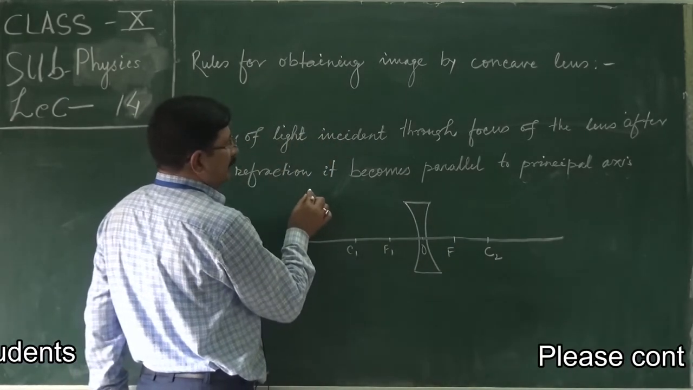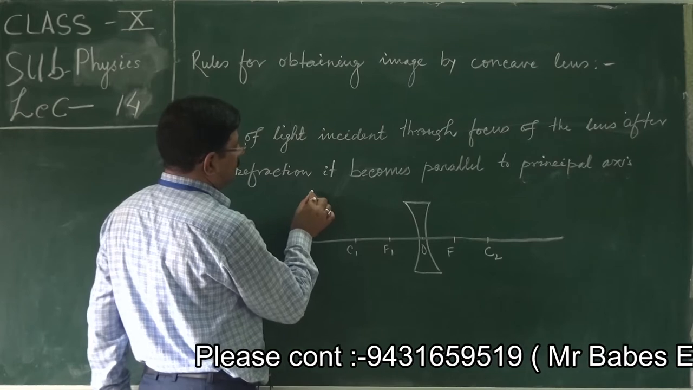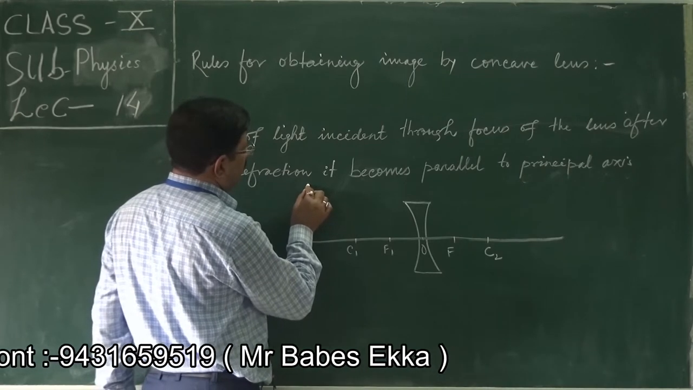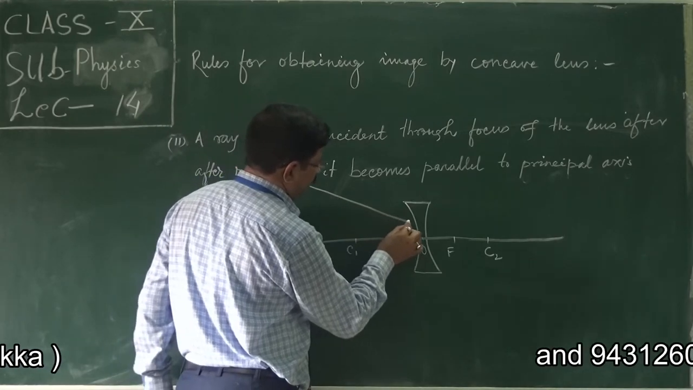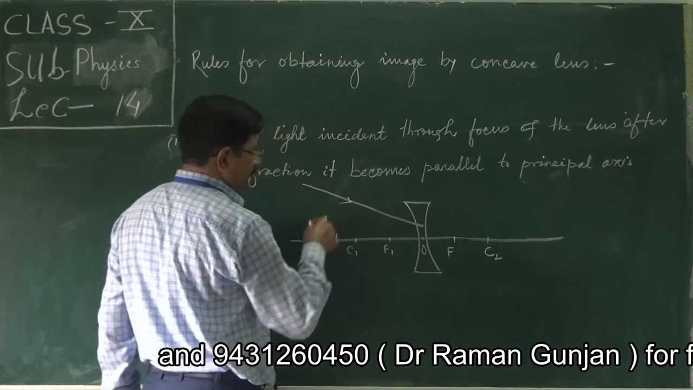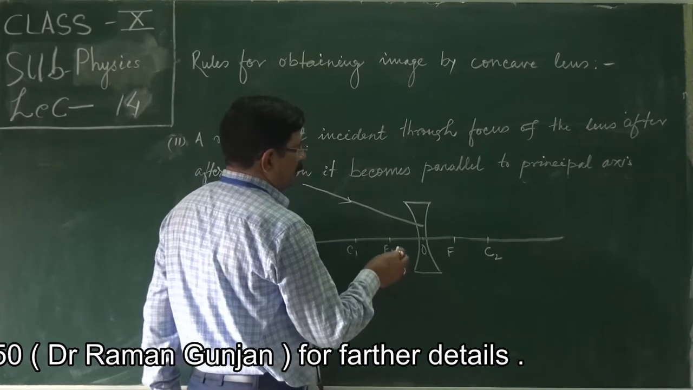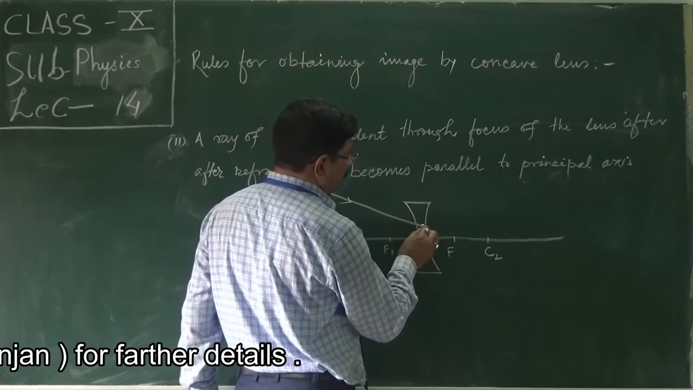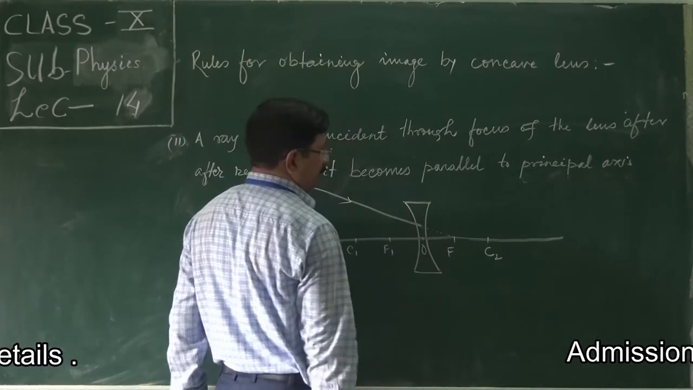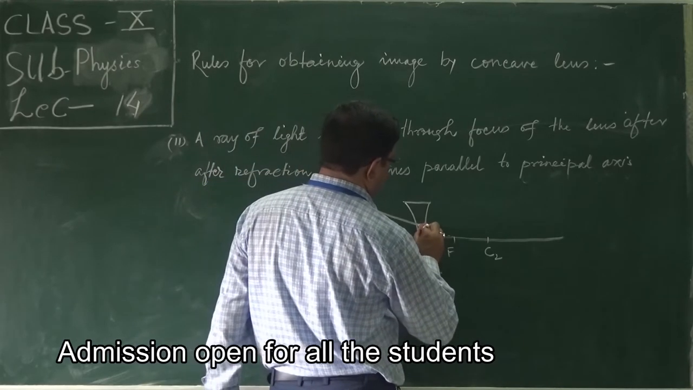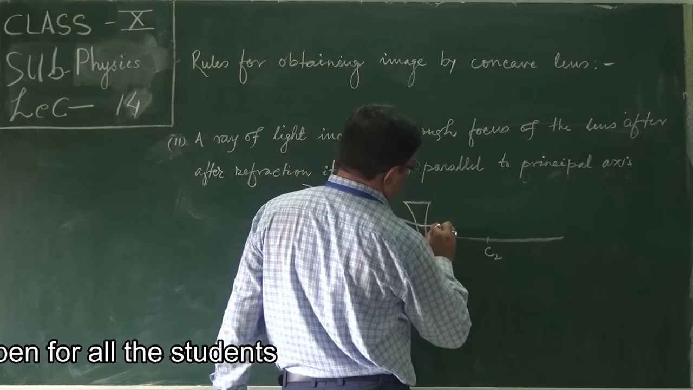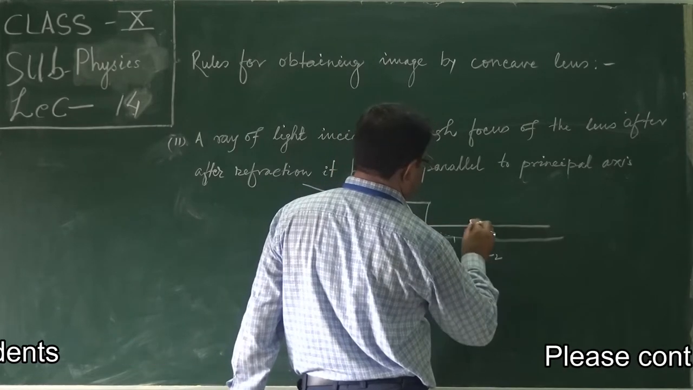A ray of light incident through focus of concave lens. You can check it by producing dotted line. Then after refraction, it becomes parallel to principal axis.